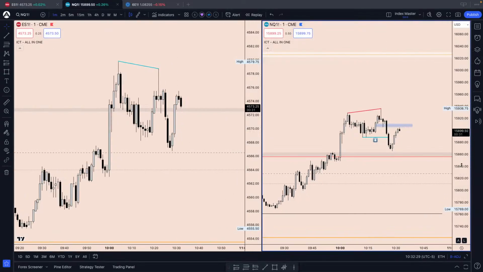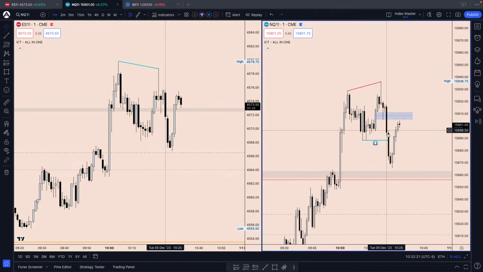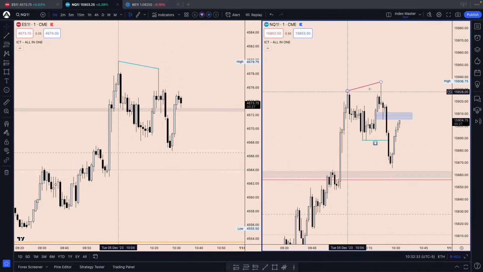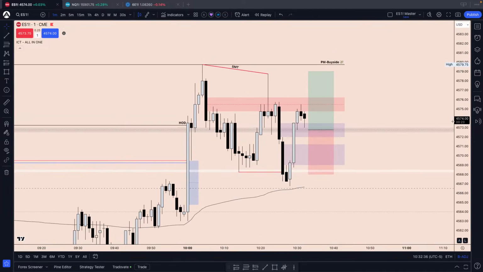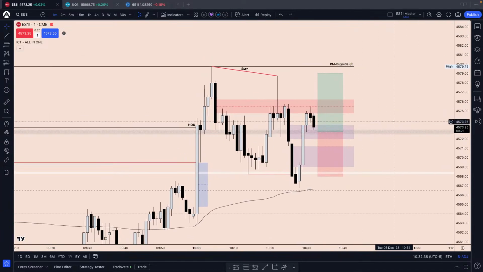Take a look at NQ. NQ hit that highest bearish fair value gap. So that 2022 model here is still in play theoretically. Didn't disrespect the fair value gaps or inefficiencies.